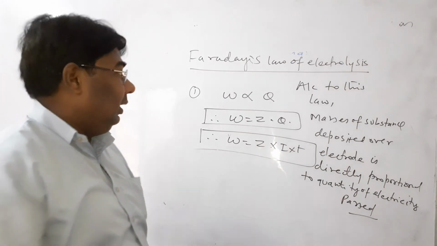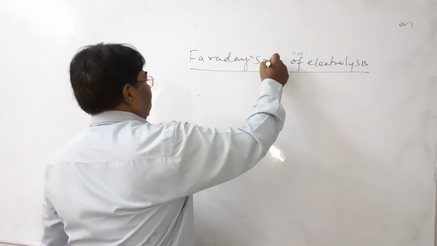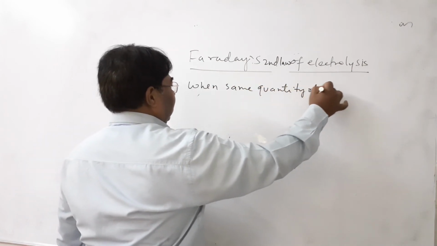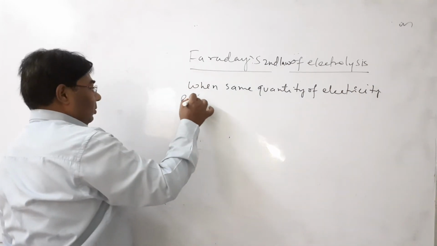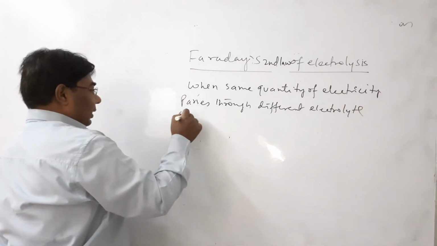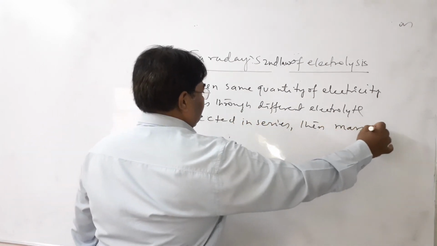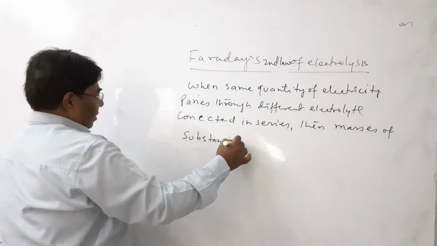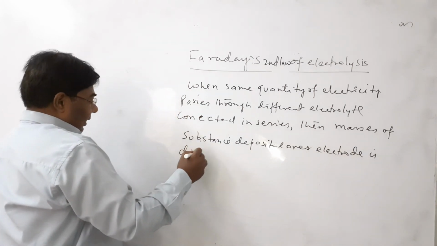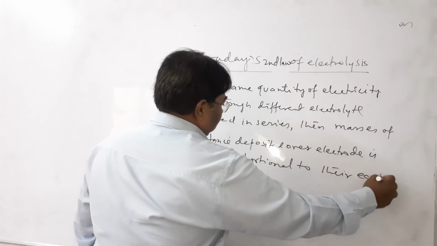Now we discuss Faraday's second law of electrolysis. When the same quantity of electricity passes through different electrolytes connected in series, then masses of substances deposited over the electrodes are directly proportional to their equivalent weights.